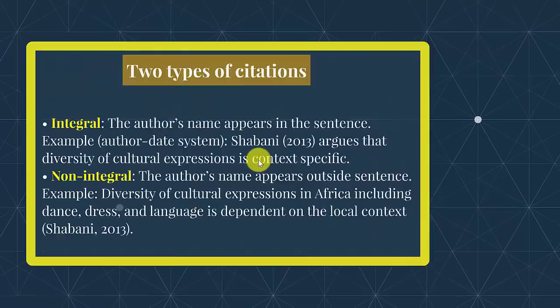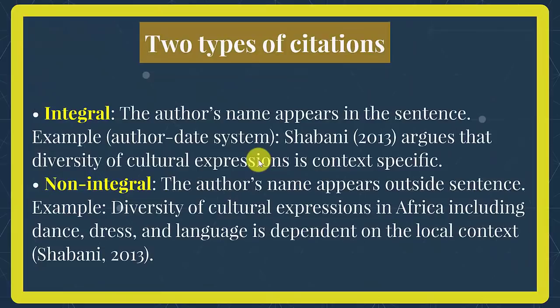Yeah, so let's look at citations. You'll be citing in the literature review, you'll be making reference and all that. So there are two types, mainly the integral one and the non-integral one. What is integral citation? This is where you have the author name appearing in the sentence, as you have the author and date system. For instance, you have Shabani 2013 argues that diversity of cultural expressions is context specific.